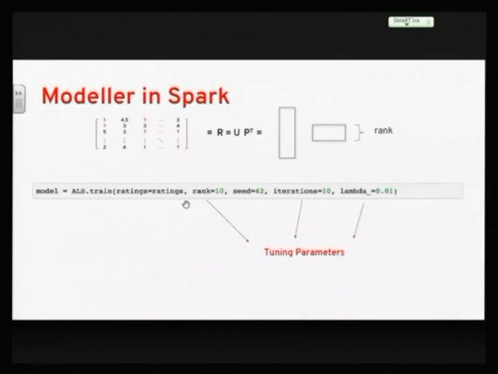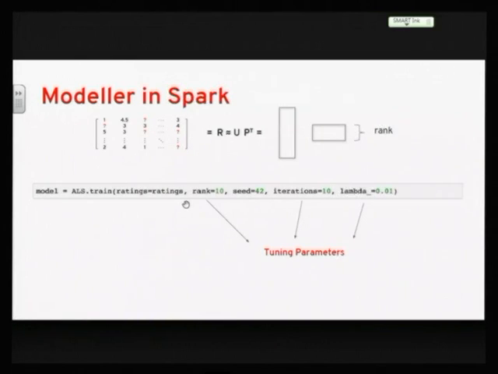Okay, so the modeler is the function that takes in the original ratings matrix R and returns those two-factor matrices U and P. Those two-factor matrices are of lower dimension, so they're smaller for us to store, and they allow us to easily recover the prediction. We'll come back to recovering the prediction later.